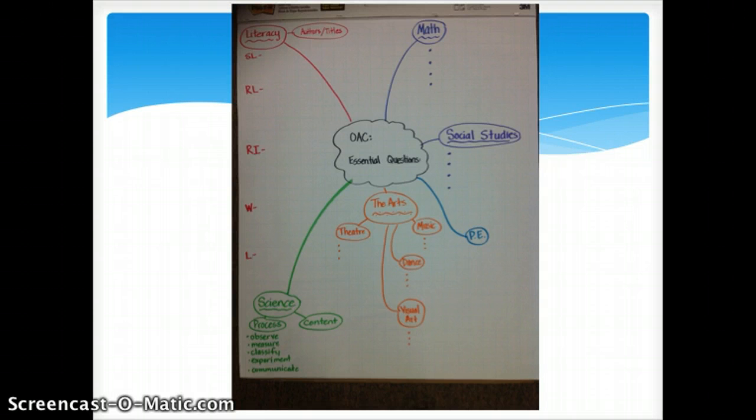Here's the same chart in a blank form. This could be left on the screen as a reference as participants work. You could give each team a blank chart pad and let them create their own web.